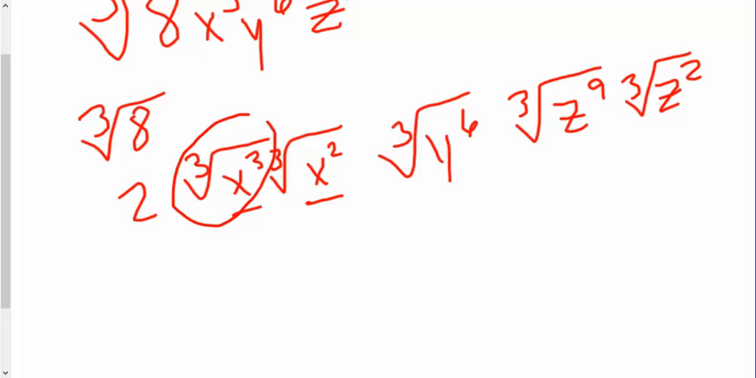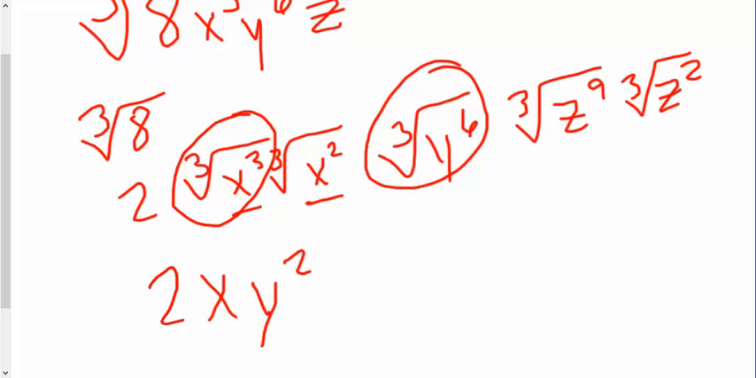So from here, I can just simplify. The cube root of x to the third is just x. The cube root of y to the sixth is y squared. So I have 2xy squared. And the cube root of z to the ninth is z to the third.